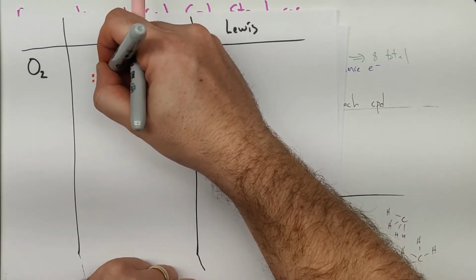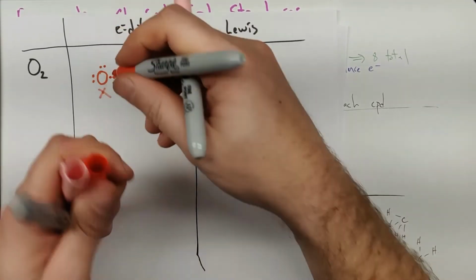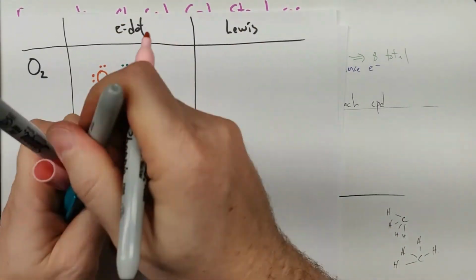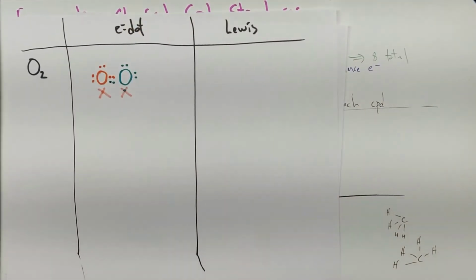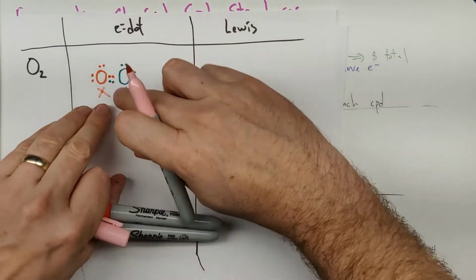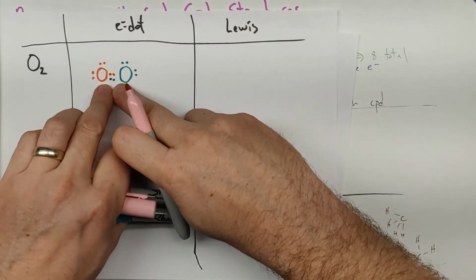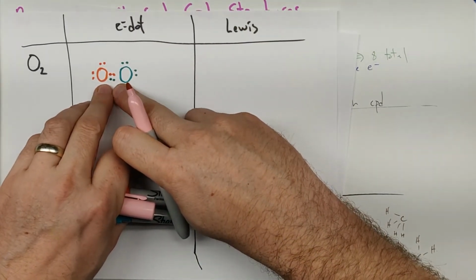So, I mean, we can put it here and here or whatever, okay? But what you notice now is that they are sharing two electrons each, and we get what is called a double bond.